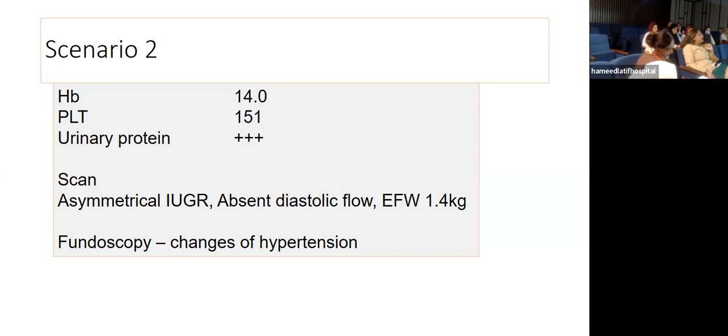What else? Surfactant may be required because of prematurity. Our baby had received it. What else will happen? And IV antibiotics to the baby as well. Baby will get IV antibiotics. What else?